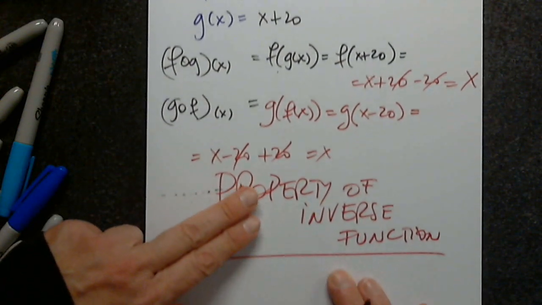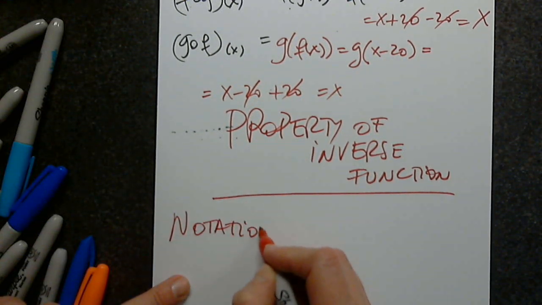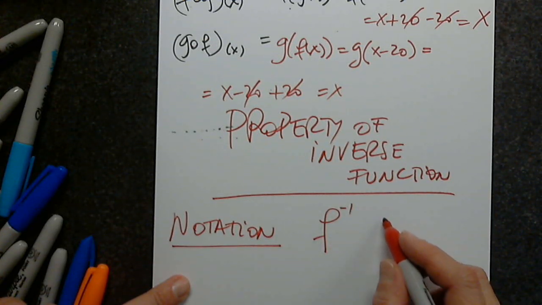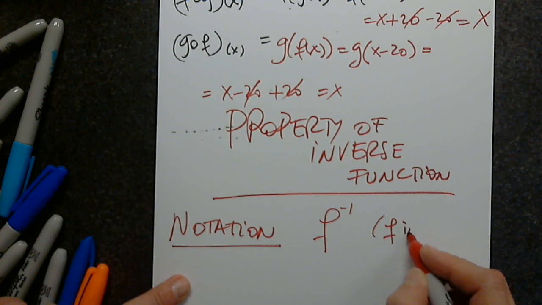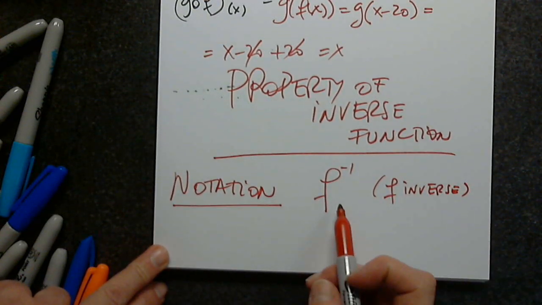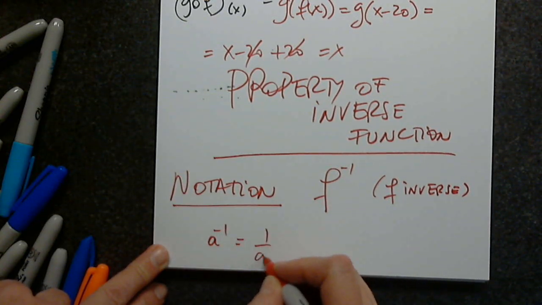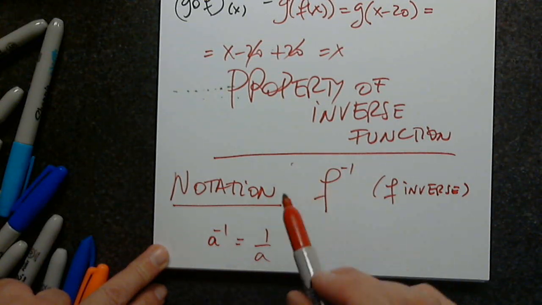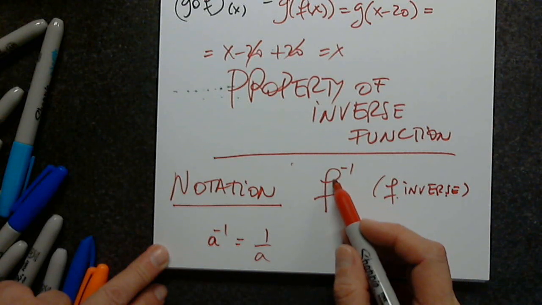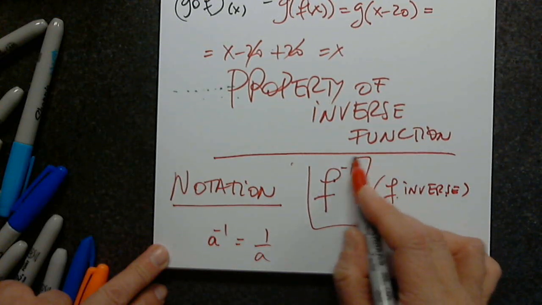So before I write the property of inverse functions one more time, let's write the notation. The notation is this: f inverse. I know you can say, no, I know what this is, because you showed us that a to negative 1 is 1 over a. True. But this is not the case. This is the inverse function of function f. This is not 1 over f. This is just the notation.